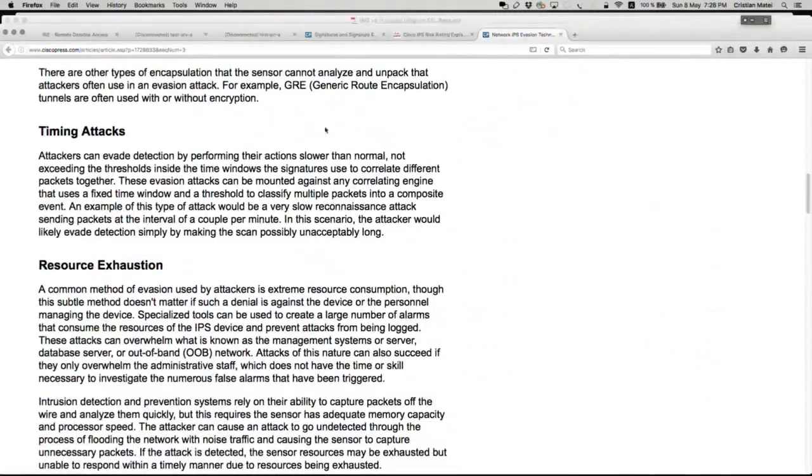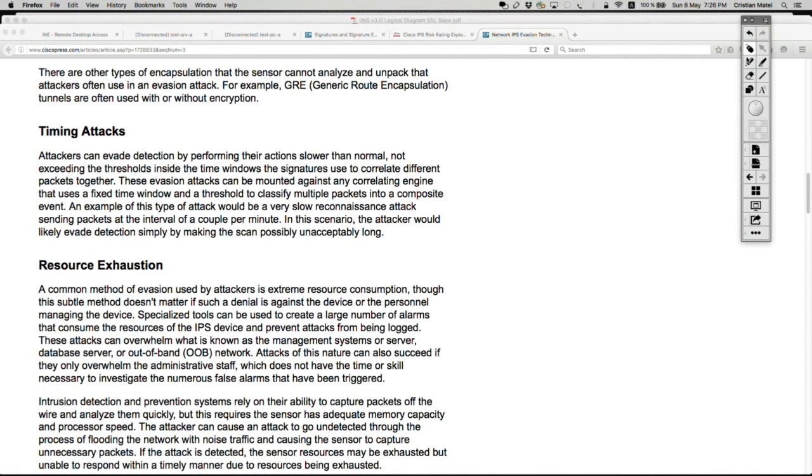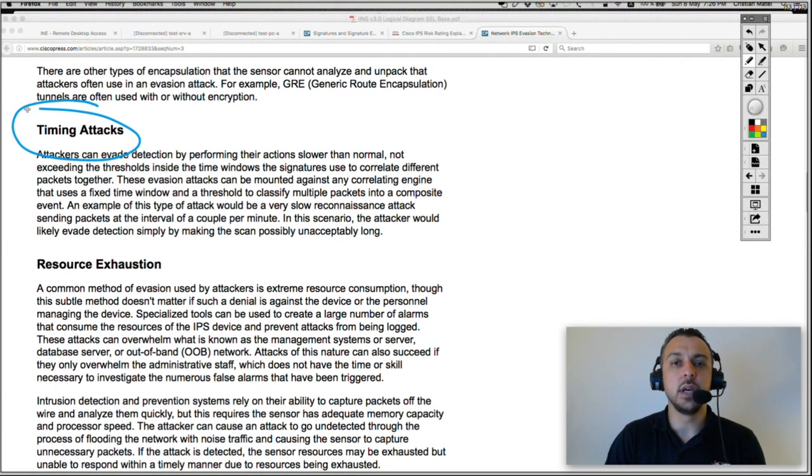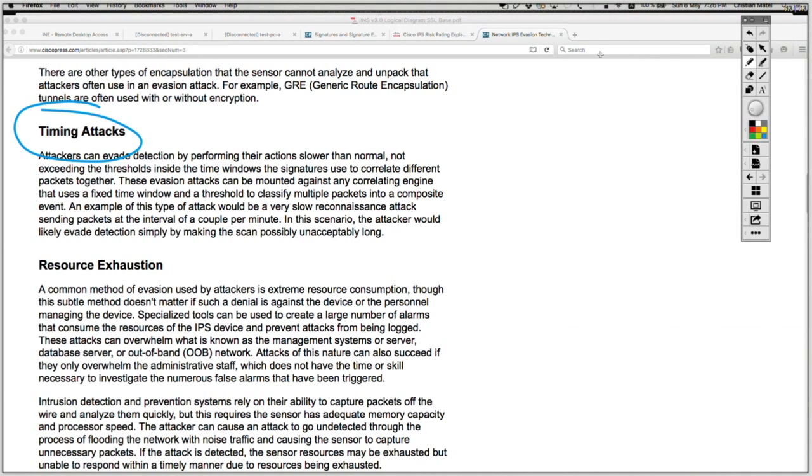Timing attacks means that, for example, if the attacker starts scanning the network constantly, the IPS is going to take that as a scanning attack. And then what the attackers can do is change their scanning methodology to scan the network slower. So they're going to scan 2 to 3 ports now, 2 to 3 ports 1 hour later, and so on. So they slow down the attack. So that attack pattern is not going to match on IPS signatures because it's a very slow attack, right? So timing attacks.